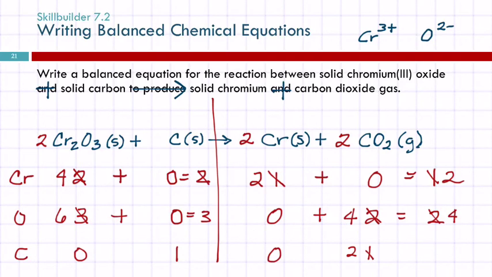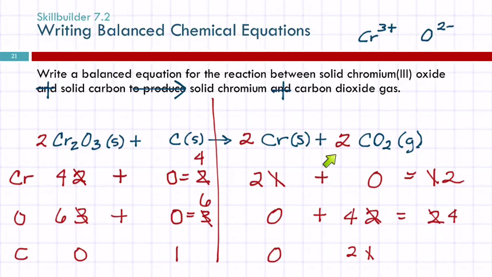Okay, so let's fix all these up. Now I've got 4 chromiums and I've got 6 oxygens. And so we say, dang, I messed up my first line. Well, I'm going to stick with the oxygens for now, and I'm going to go back to the chromium. Sometimes this happens. Okay, so now I've got 6 over here and 4 over here. Man, we're going in circles.